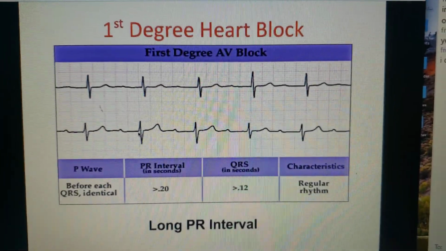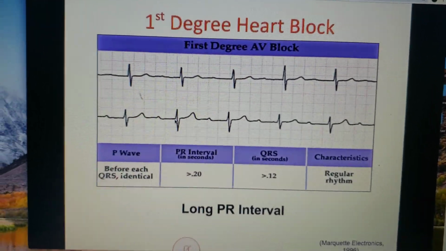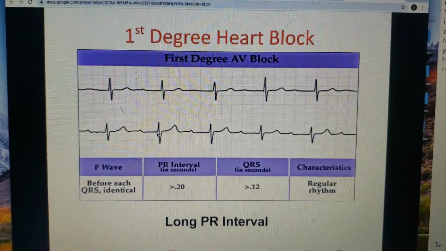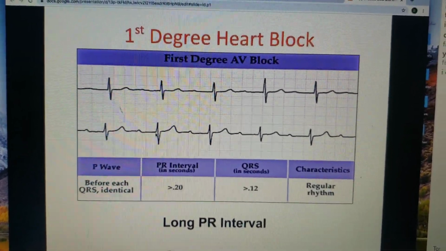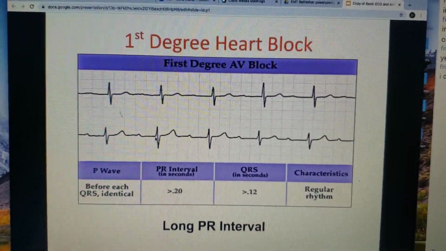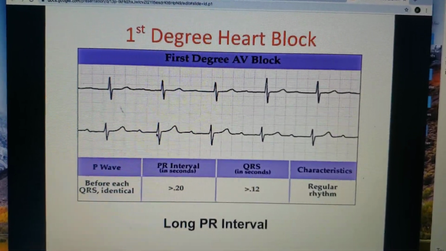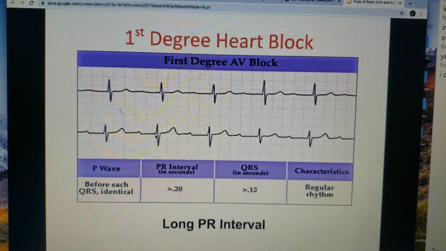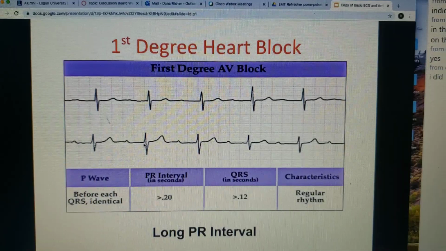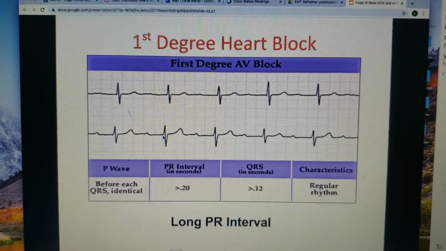So what happens is your SA node fires, sends the signal down, and the AV node holds onto it, waiting for the filling of the ventricles. Well, the problem is that the AV node holds on just a little bit too long, which slows the rate down. Then it releases, you have the contraction, then it holds again, releases, contracts, holds. So now, instead of it being 60 to 100, we've slowed it down because the AV node's holding on to it too long. It is a regular rhythm.